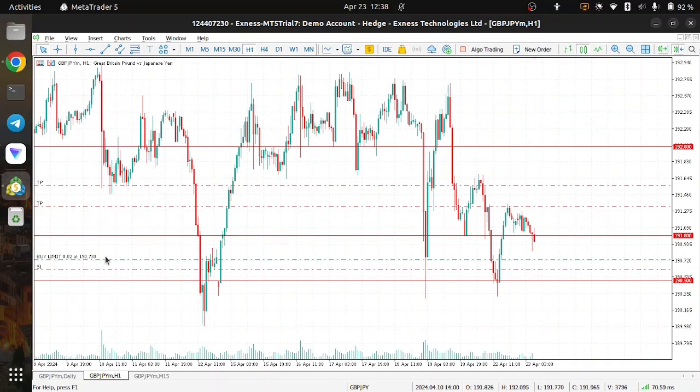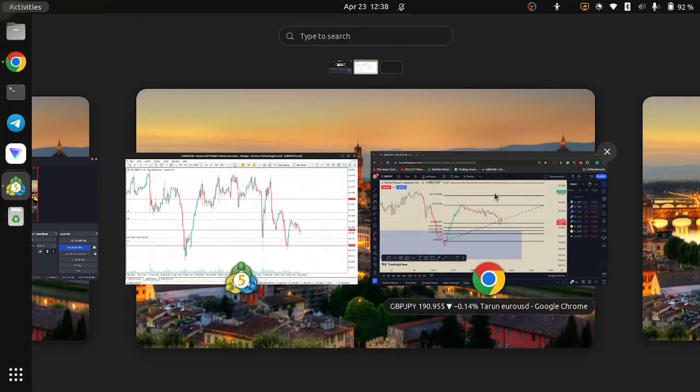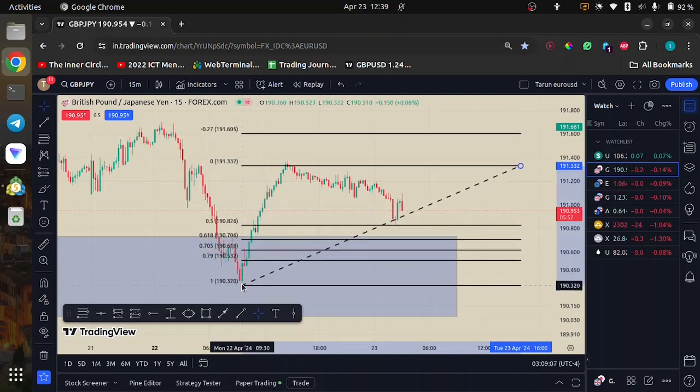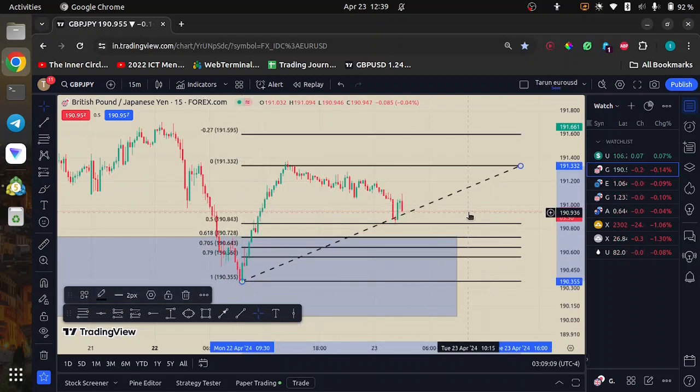Placed my limit 0.02 lots, two positions, stop loss is here, TP1 and TP2 is here. GBPJPY, GJ and GJ. This is the chart, Fibonacci retracement. Let's see what happens.